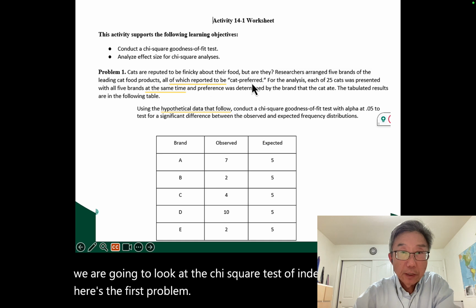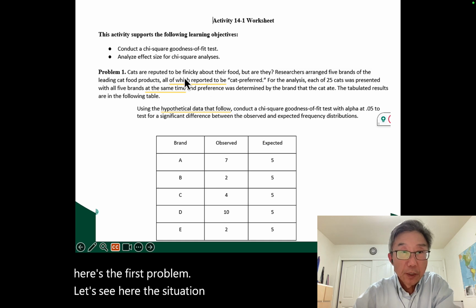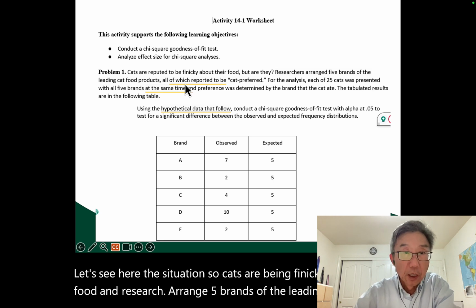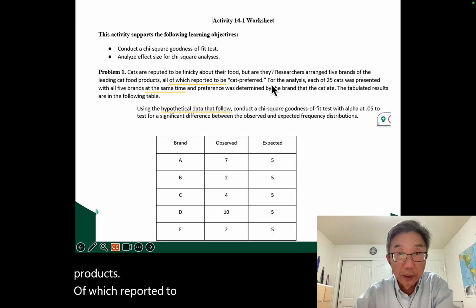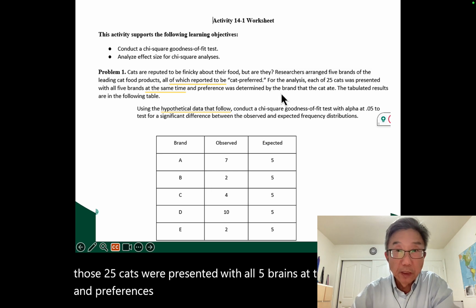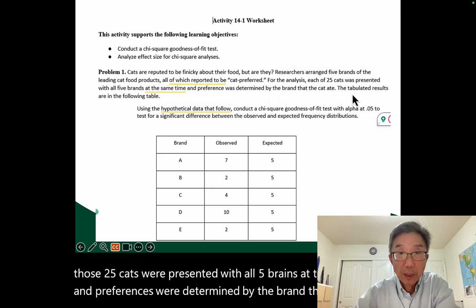Let's see, here's the situation. Cats are being finicky about their food, and researchers arranged 5 brands of the leading cat food products, of which one is reported to be cat preferred. For the analysis, each of the 25 cats was presented with all 5 brands at the same time, and the preferences were determined by the brand that the cat ate. The tabular results are in the following table.